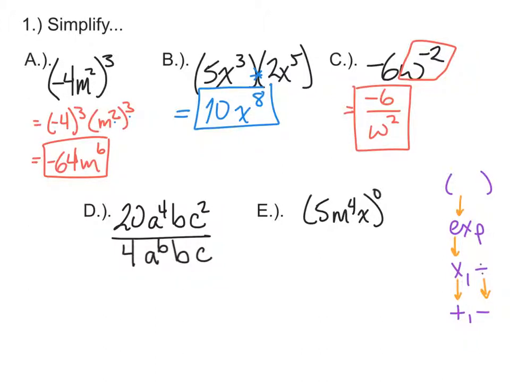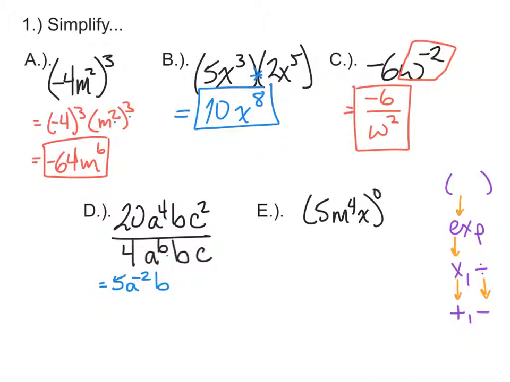In part D, we got a big old fraction with lots of parts to it, but don't get scared. Just take it one piece at a time. First of all, I'll deal with the coefficients. And 20 divided by 4 is 5. Now we move over to the a's, and with each of these variables, we're dividing an exponent. So if I see division, I'm going to do subtraction. So with the a's, I'm going to go 4 minus 6, which is negative 2.